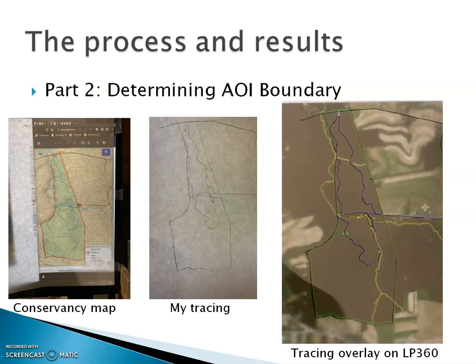Here are some photos of this low-tech process of tracing over the Conservancy map, then applying the tracing over the LP360 base map to create the boundary shapefiles shown in lime green on the right. The outlines of the trails, streams, and plotting of outdoor school points of interest are here as well, but will be discussed in the next few slides.